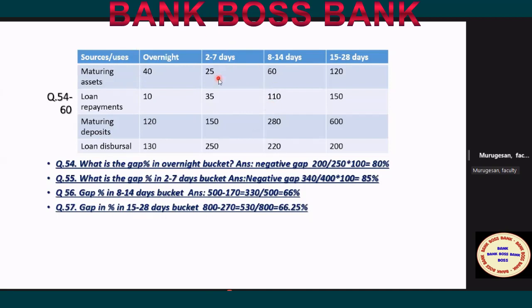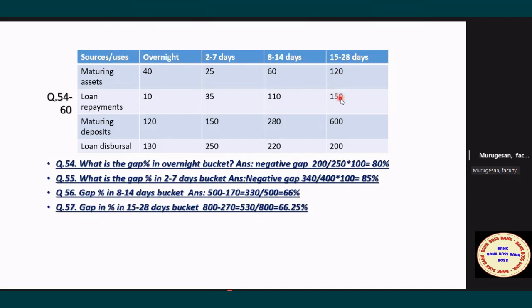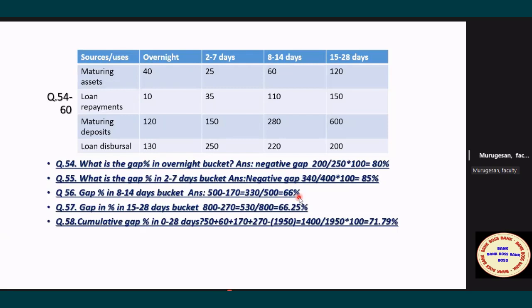If there is any misarrangement, then all the answers may become wrong. So correctly identify the items and correctly put them in the bucket. They are definitely asking this; minimum 5 mark questions will be there. The gap in the fourth bucket: 270 is the inflow, and the outflow expected is 800. So 800 minus 270, 530, divided by 800, is 66.25.